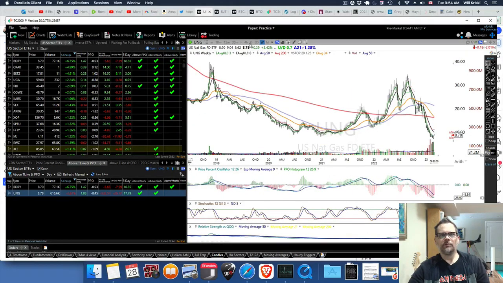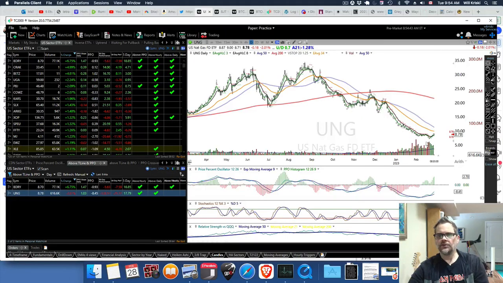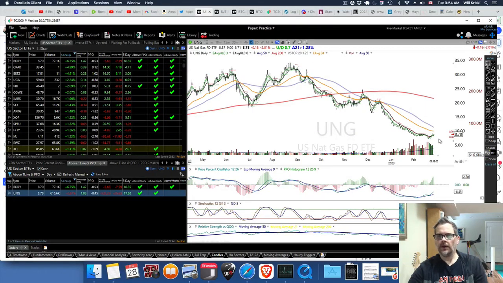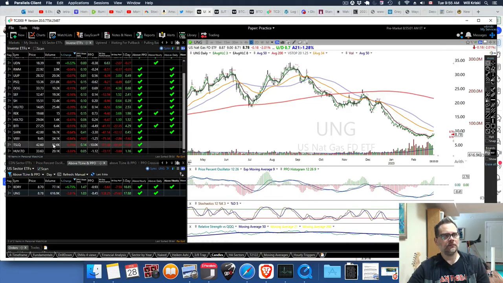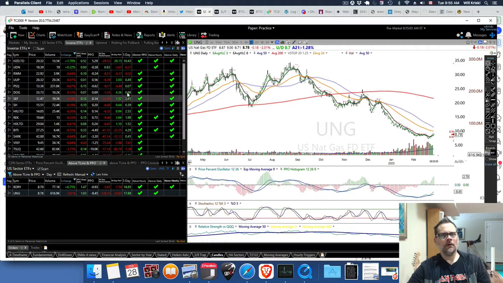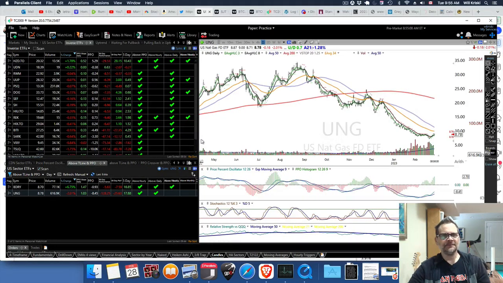It's quite depressed in that sense, but I don't like to just jump right in there. I like to wait for an established uptrend, which would be a higher low scenario. But that's an interesting one. If the markets sort of tank, you can look at some inverse ETFs.